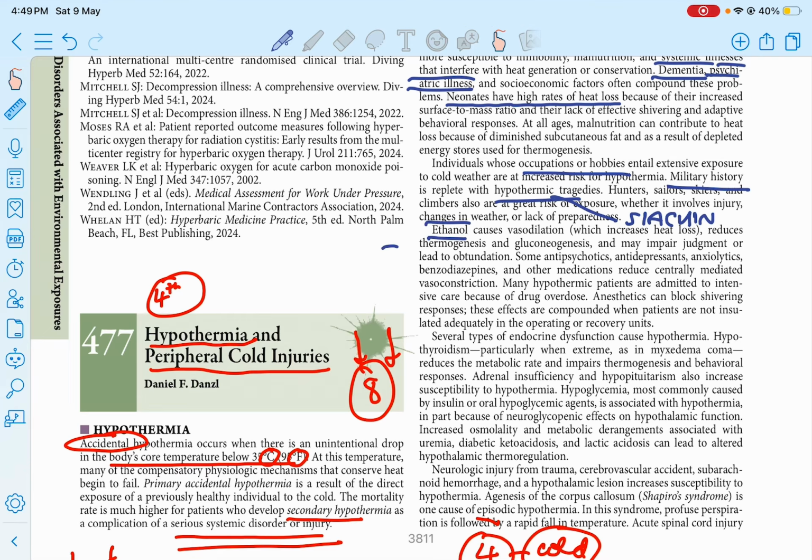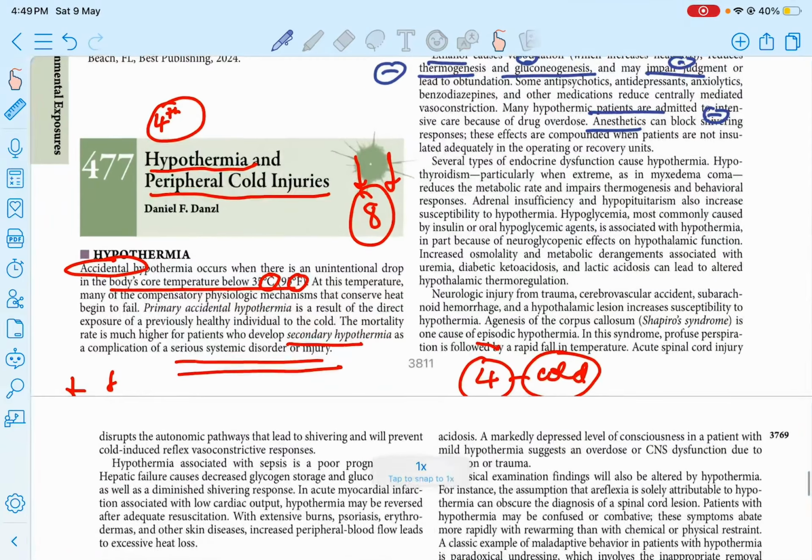Ethanol inhibits thermogenesis, inhibits gluconeogenesis, and impairs judgment so that you won't avoid heat exposures. Anesthesia also blocks the shivering, right? Adrenal insufficiency increases susceptibility to hypothermia. All these things you have to know. And the hypothalamus is also a key center, right? The posterior is the heat gain center and the anterior is the heat loss center.